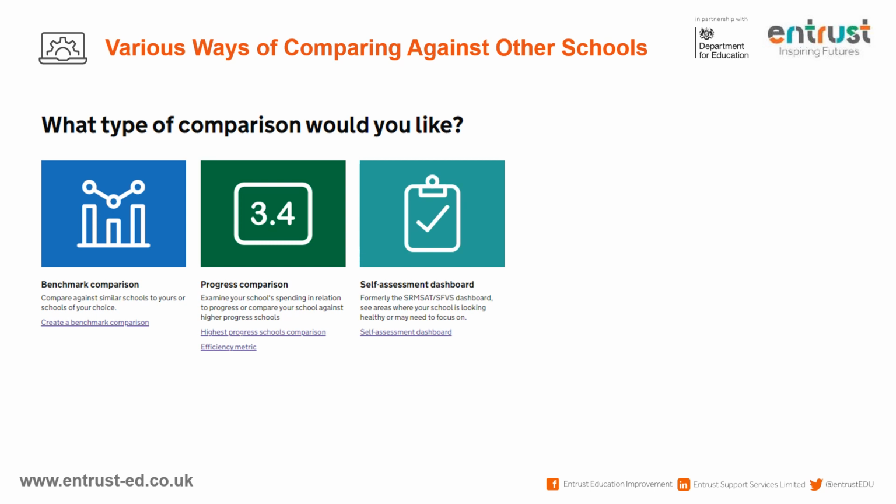The second comparison tool on the benchmarking website is that of progress comparison. This enables schools to examine their spending in relation to progress, or compare themselves against higher achieving schools. It is currently available for only primary and secondary schools. The third option is the self-assessment dashboard. We will have a look at putting together a benchmarking report towards the end of the session.